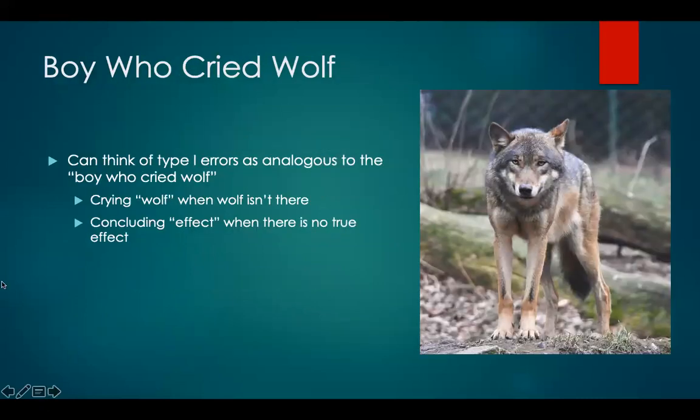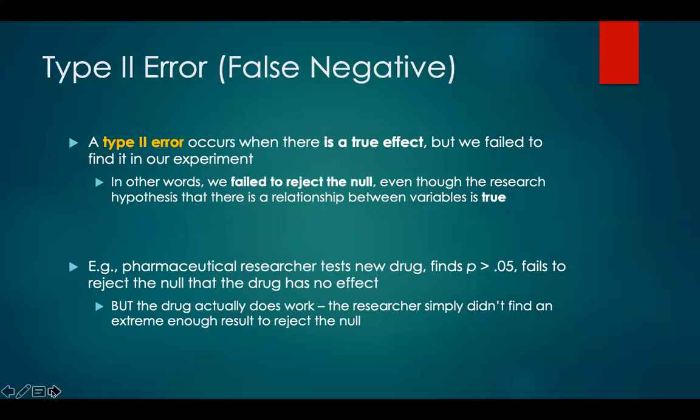You could think of type 1 errors as analogous to the boy who cried wolf parable. Crying wolf when that wolf isn't there is somewhat like concluding that there is an effect present when in actuality there is no true effect. This is a good mnemonic for remembering: type 1 error means false positive. We're claiming something is there even when in actuality it isn't.